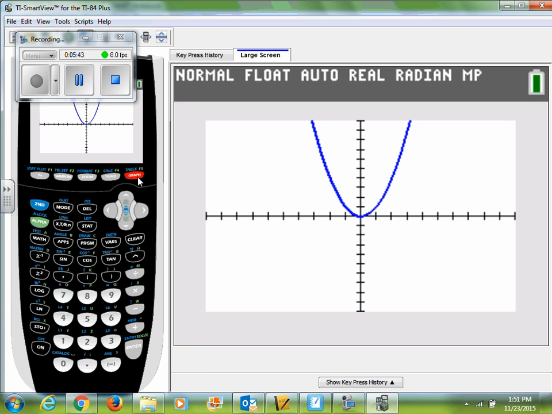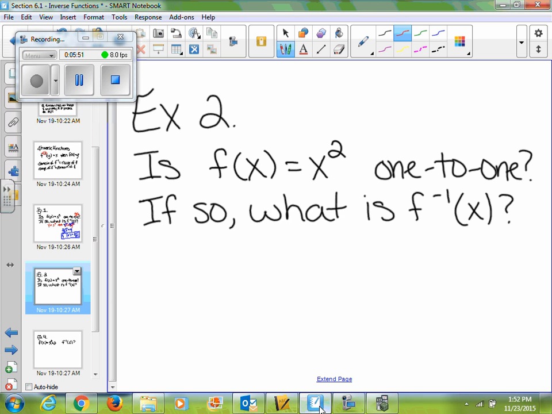so if I were to draw a horizontal line right through here, would that pass the horizontal line test? Would it only touch the graph once? No. Okay, so it fails the horizontal line test. So that tells me that it's not one-to-one. And since it's not one-to-one, then it doesn't have an inverse. There's no inverse function that works for x squared.